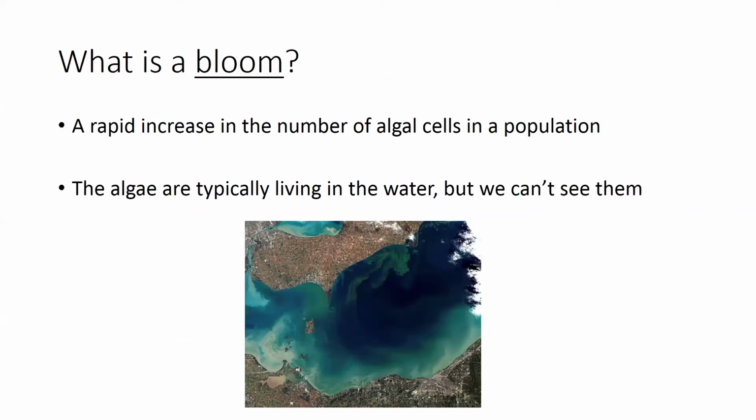A bloom is a rapid increase in the number of algal cells in a population. Typically, these algae are living in the water, but we can't normally see them because they're microscopic. When they replicate and grow much larger as a population, then you can actually see them, even from aerial images. We're actually looking at Lake Erie, and this green coloration is a blue-green algal bloom that's taking up quite a bit of the lake. This is around Toledo, Ohio, and I'm actually from Cleveland, Ohio, right over here.